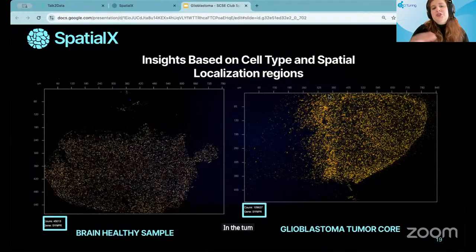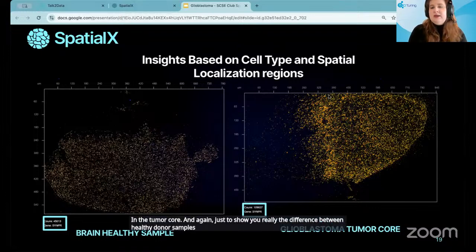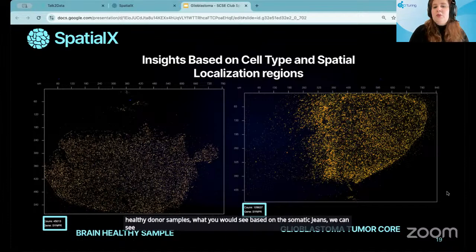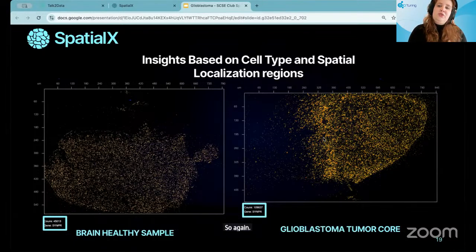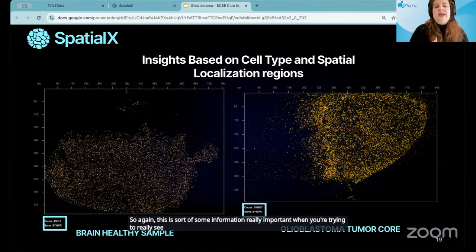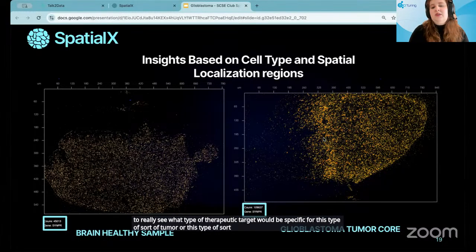And again, just to show you the difference between healthy donor samples and what you would see based on the somatic genes, we can see that in the glioblastoma core, we have this enrichment in the infiltration within different regions of the tumor. So this is important information when you're trying to see what type of therapeutic target would be specific for this type of tumor or this type of challenge.